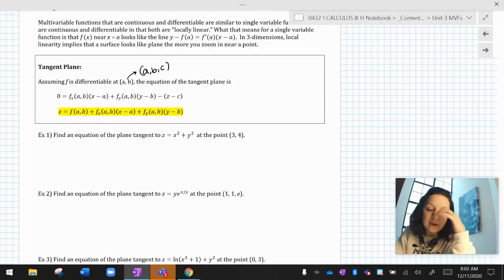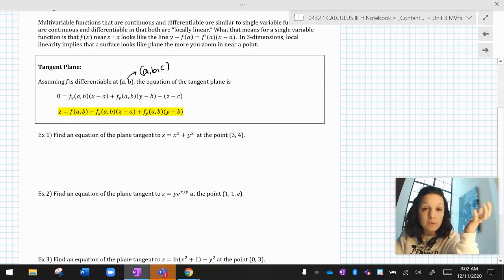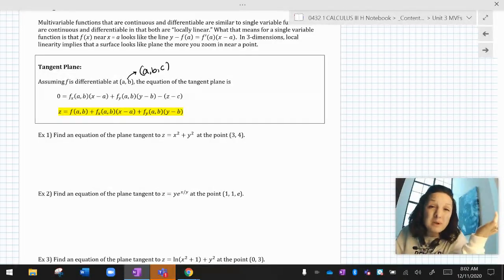And if you write it that way, it's just going to be the z value, so like z sub 0, plus the partial derivative with respect to x times (x minus a) plus the partial derivative with respect to y times (y minus b). And it makes more sense when you just do it. So we're going to just do it.